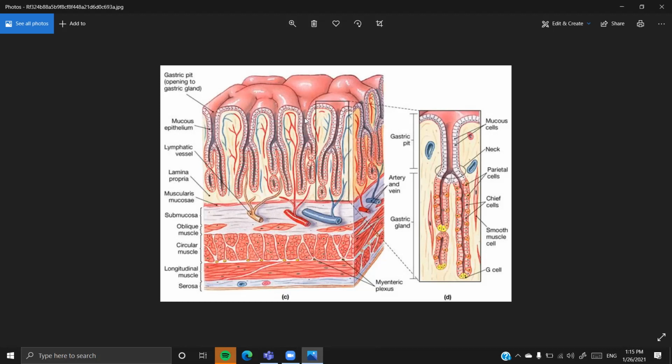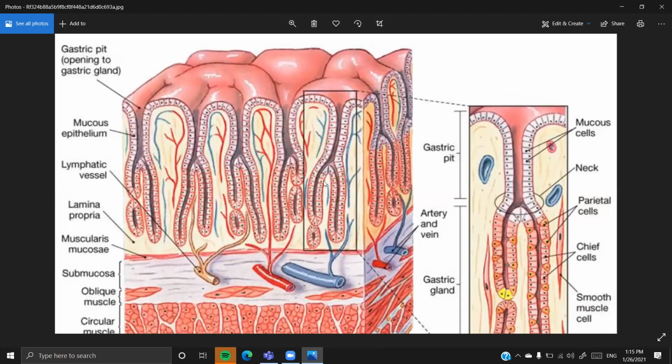If you take one section of this and watch it under the microscope, you can see that the topmost cells are the mucus cells, which secrete the mucus. Later we have the parietal cells, which secrete hydrochloric acid and the intrinsic factor. We have the chief cells, also called zymogenic cells, which secrete enzymes. And what else do we have?